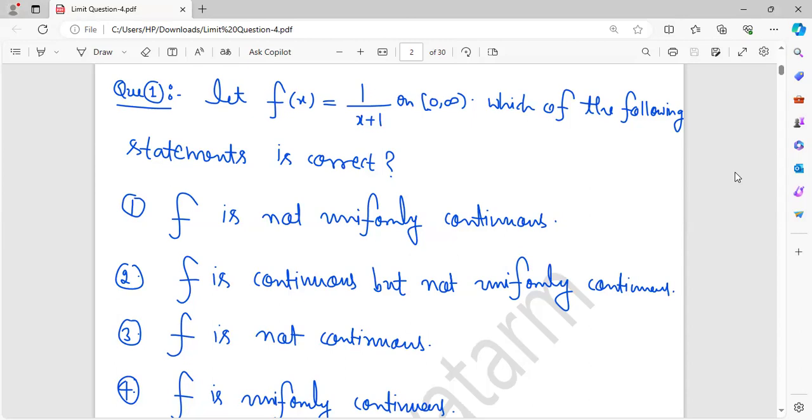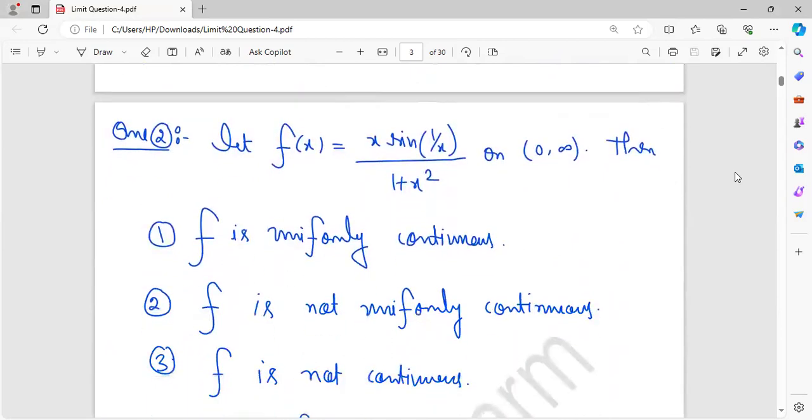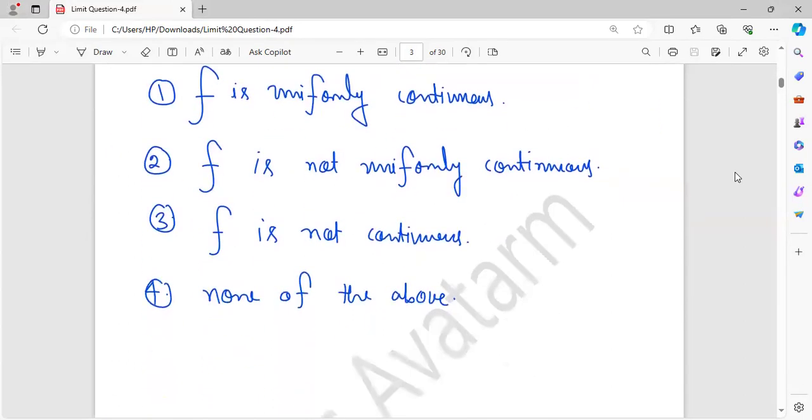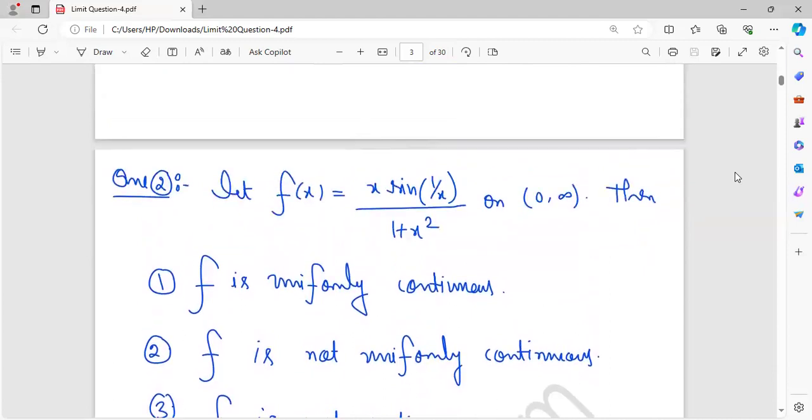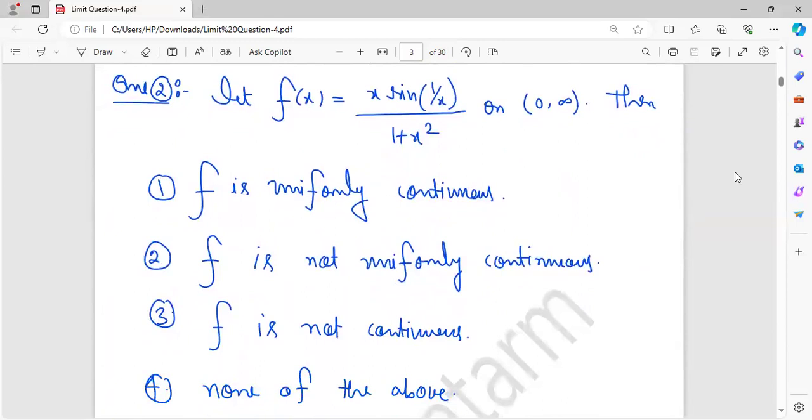Another question you see: let f(x) = x sin(1/x)/(1+x²) on the open interval 0 to infinity. Then f is uniformly continuous, f is not uniformly continuous, f is not continuous, or none of the above. So these are two questions. How to solve them in limited time? Because in a competitive exam we have limited time. So how to solve such questions in 5 or 10 seconds, or maybe half a minute?